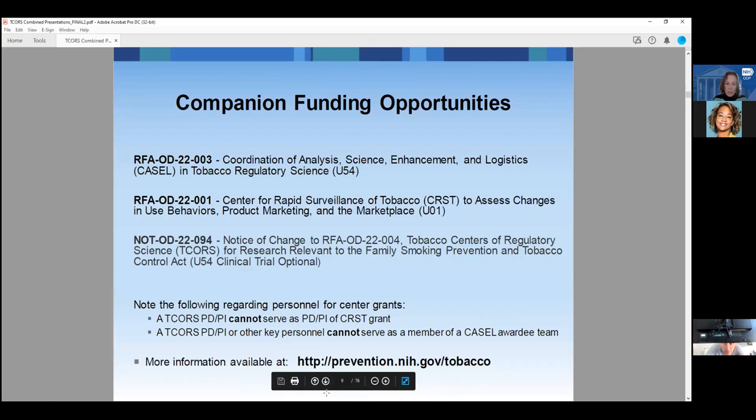Just to mention, I'm guessing most of you are aware, but there are a couple of companion funding opportunities that have come out along with the TCORS. We have an RFA for a coordination center, CASEL. There's an RFA for rapid surveillance of tobacco, CREST. And also a notice clarifying the eligibility for TCORS investigators. I think there may have been some confusion about this. A TCORS PI cannot serve as the PI on the awarded CREST grant. A TCORS PI or other key personnel from TCORS cannot serve as members of a CASEL awardee team.